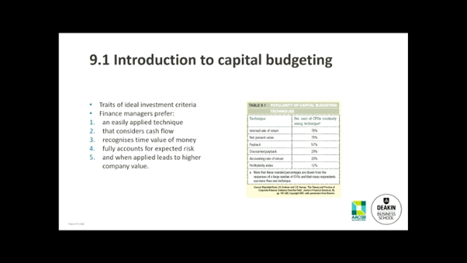Manager only consider cash flow because cash flow matters. For investments, you have to use cash flow to make investments. You can't use account receivable to make investment. You can't use your revenue to make investment. It must be cash flow. Managers, they recognize time value of money. Managers, they are not stupid. They consider risk.